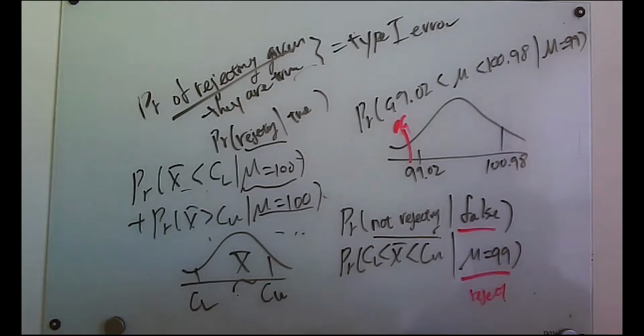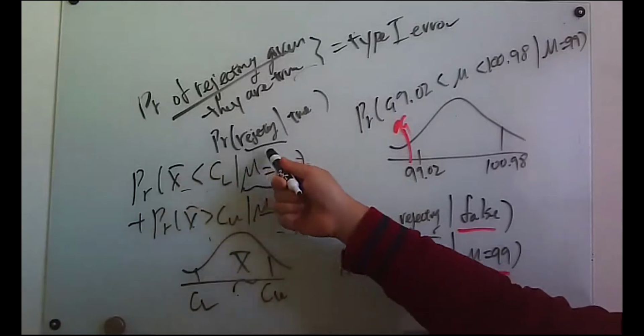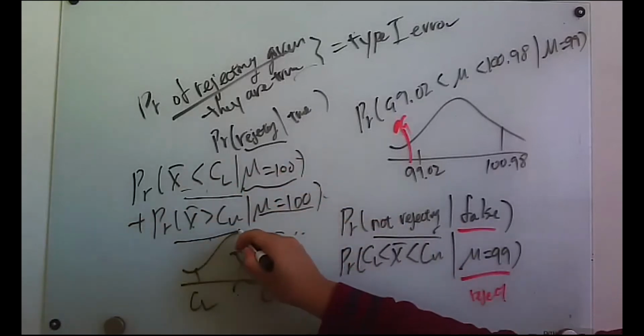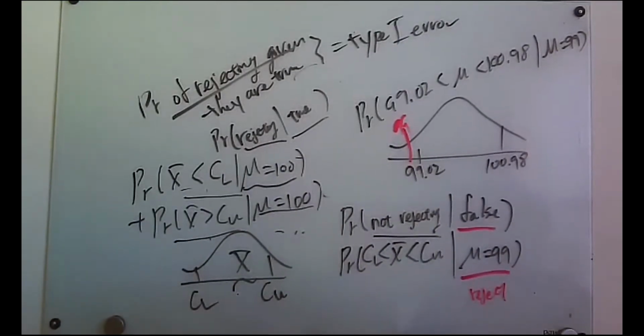So the probability of not rejecting, conditioning on the null being false, is a type 2 error. On the other hand, here is the probability of rejecting, conditioning on the null being true. That was type 1 error. Please make sure you know the difference.